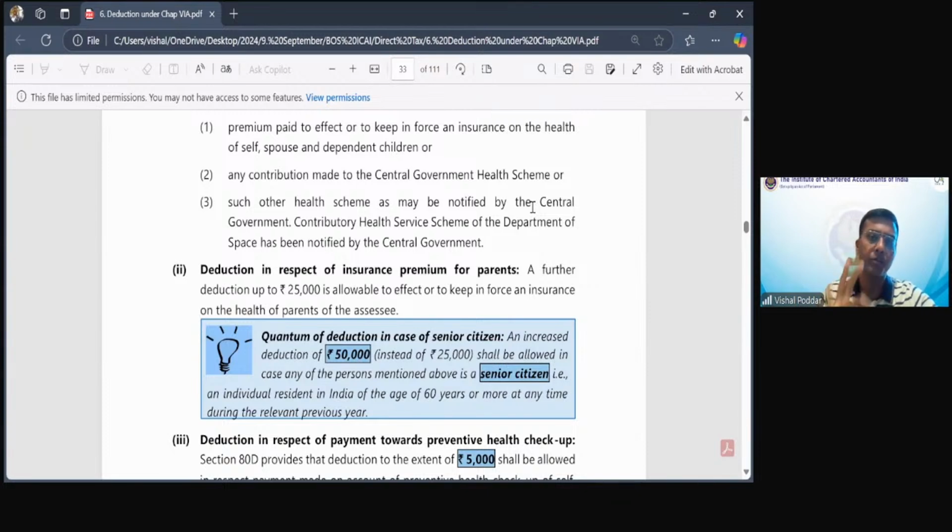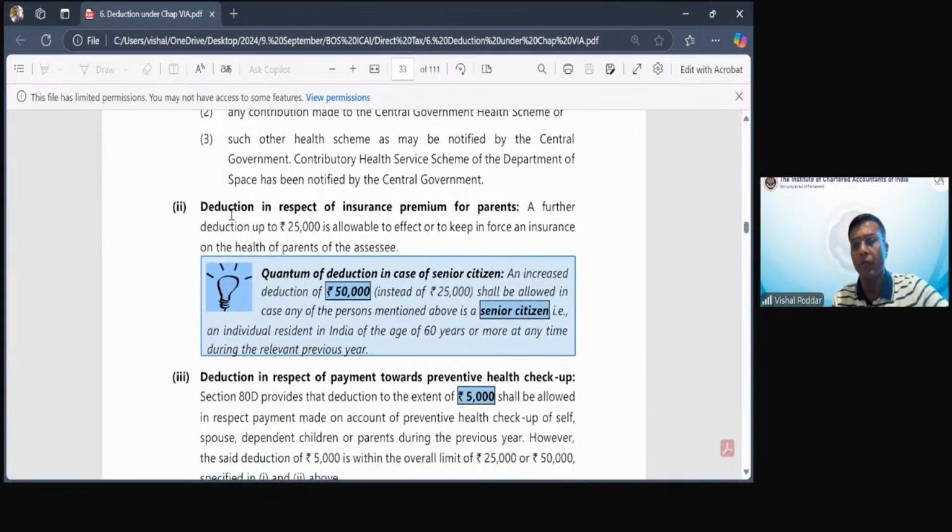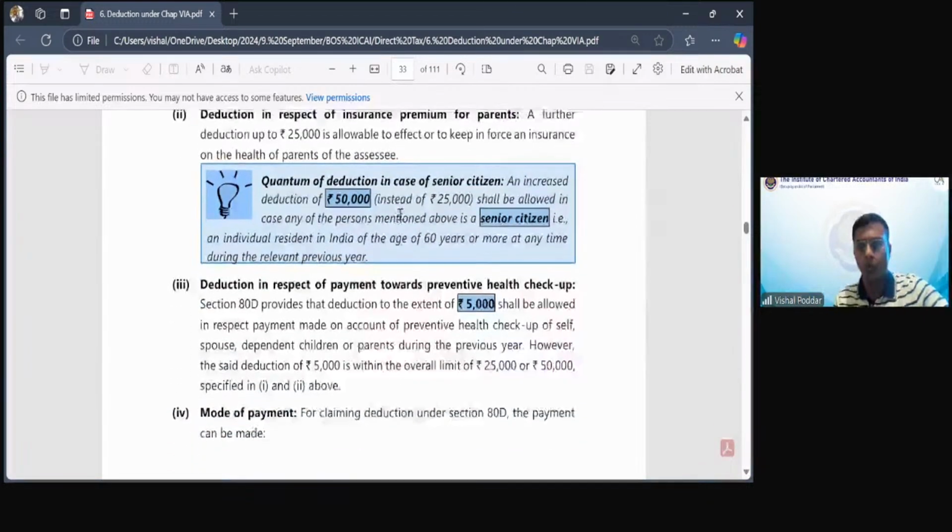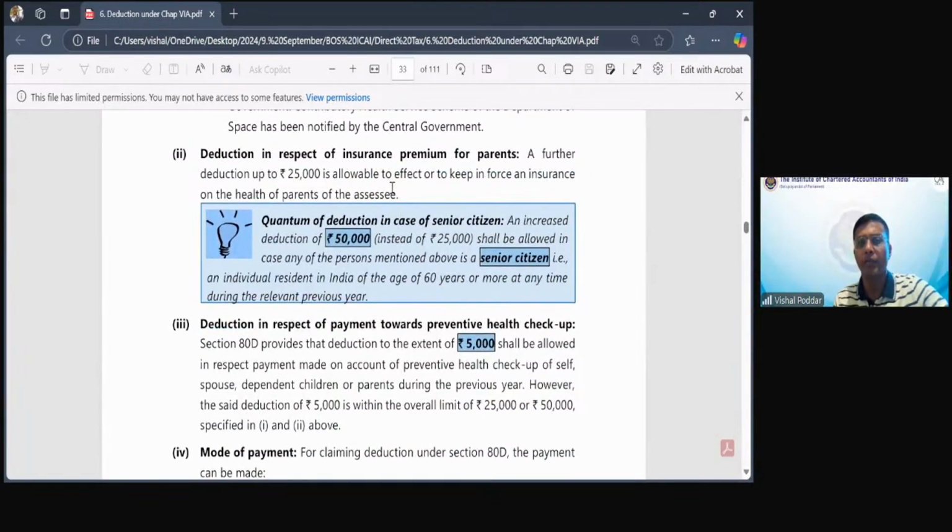So there are three types of policies covered. All are health insurance only. Now, in this particular case, the next point that comes is where you are seeking deduction in respect of insurance premium for parents. It says that a further deduction of 25,000 is allowed to keep or effect in force an insurance on the health of the parents. So for parents also, where you are paying the insurance premium, the deduction is allowed.